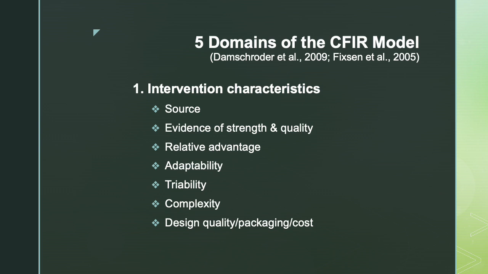So let's take a look at the 5 domains of the CFIR model. First, there are the intervention characteristics. These refer to basically what's going on with the program that you are trying to implement. The source of it, where did you get it, how was it developed? You need to be able to describe those things in a narrative. What's the evidence for the strength of the intervention? What does it mean for it to be high quality? How do you even define that?